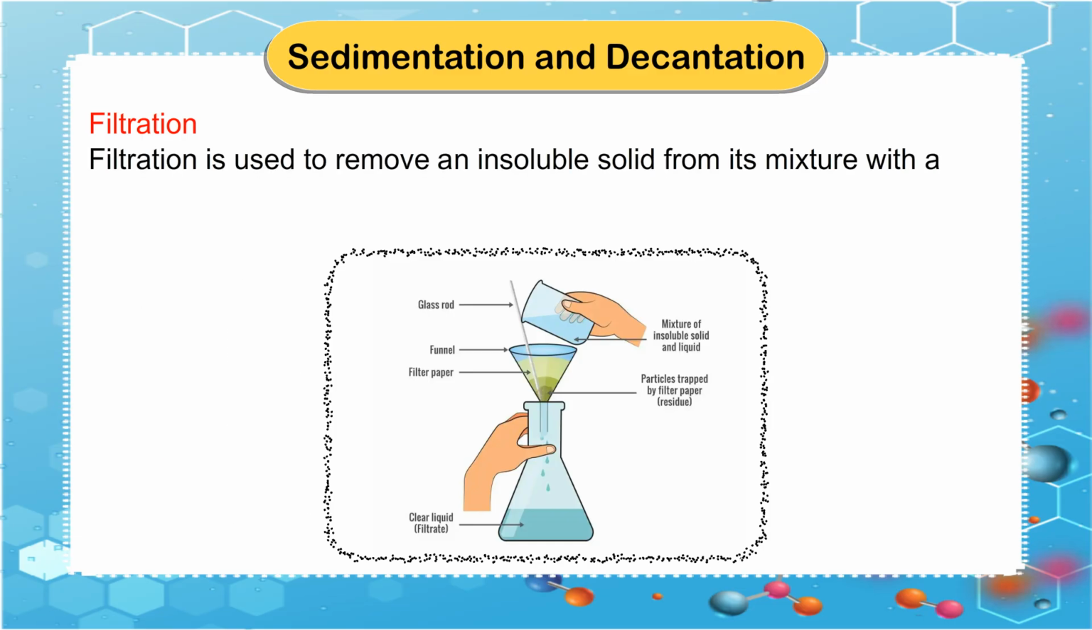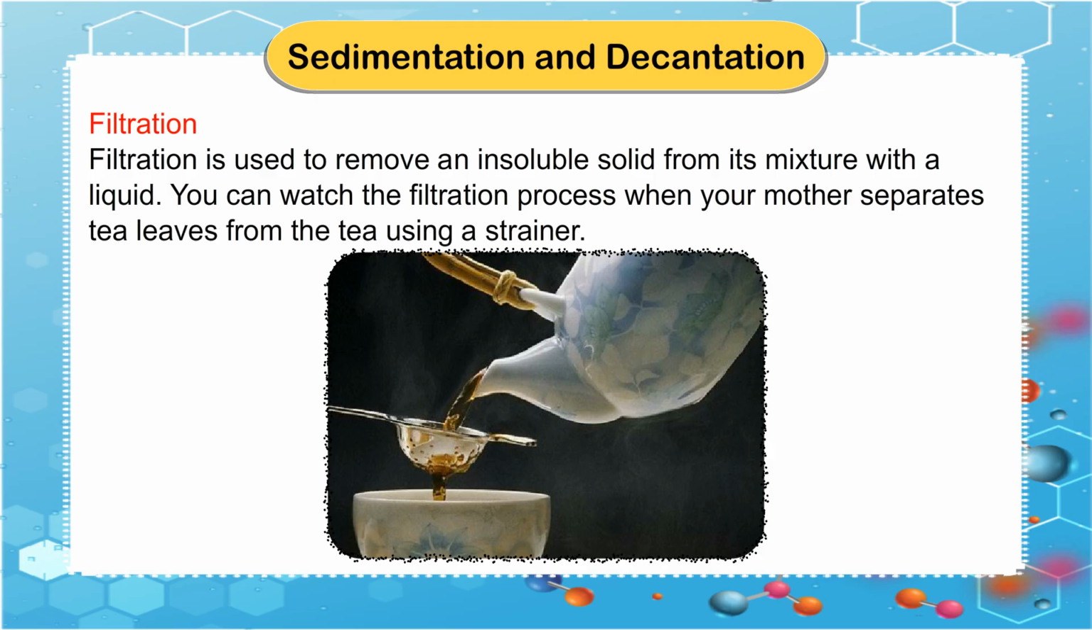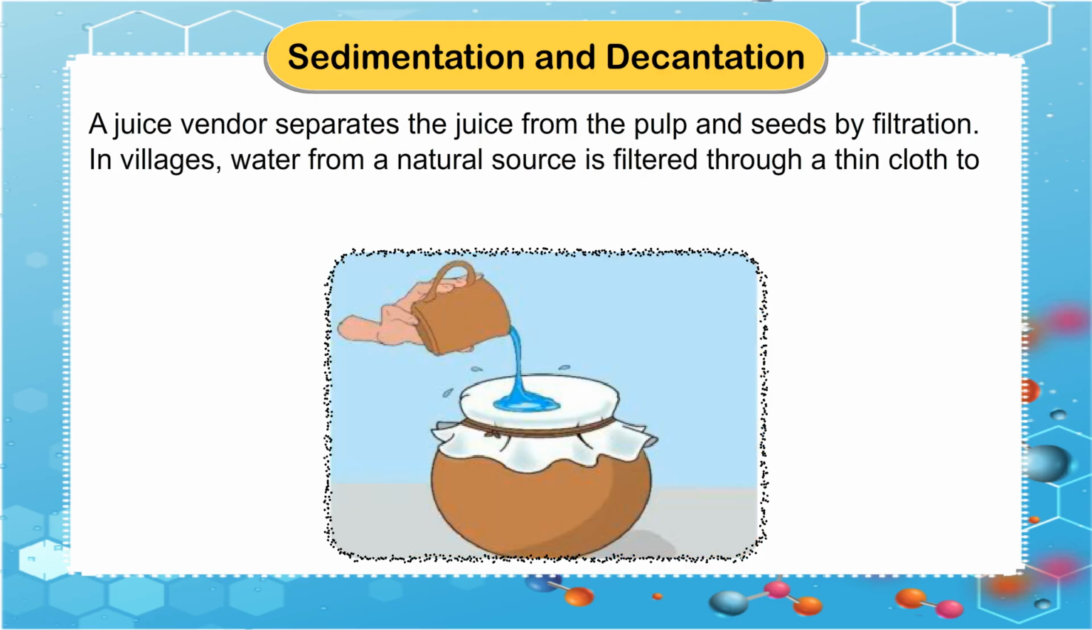Filtration. Filtration is used to remove an insoluble solid from its mixture with a liquid. You can watch the filtration process when your mother separates tea leaves from the tea using a strainer. A juice vendor separates the juice from the pulp and seeds by filtration. In villages, water from a natural source is filtered through a thin cloth to remove mud and other impurities.